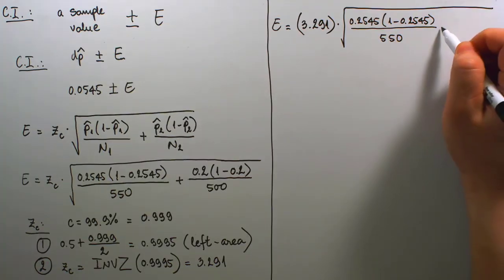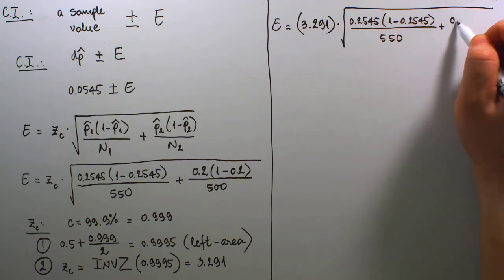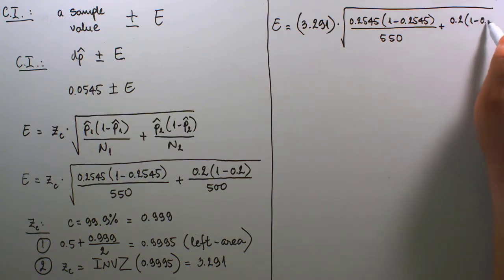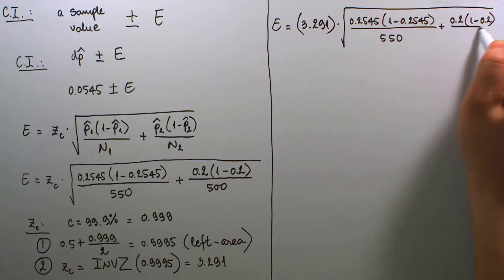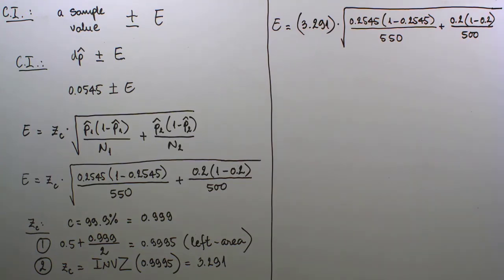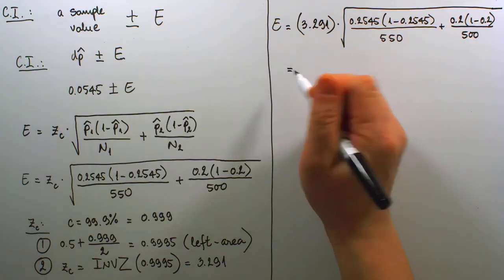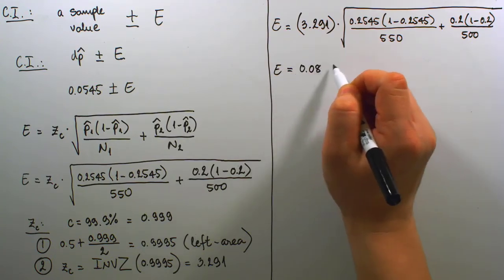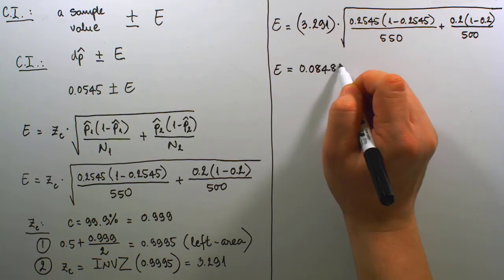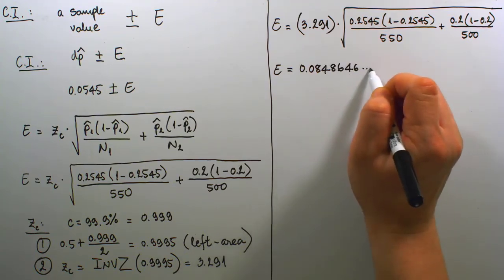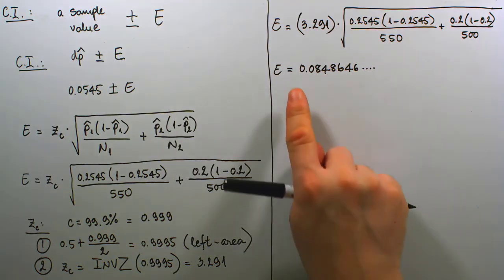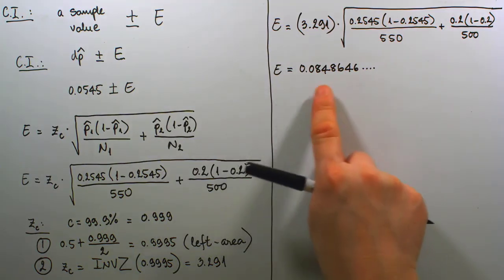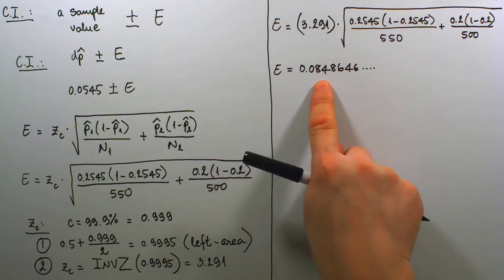And still, inside the square root, I'm going to add with another expression, 0.2 times 1 minus 0.2 divided by 500. So my final calculation came out to be 0.0848646, and a lot longer. And for this specific problem right here, I am allowed to round to 4 decimal places.